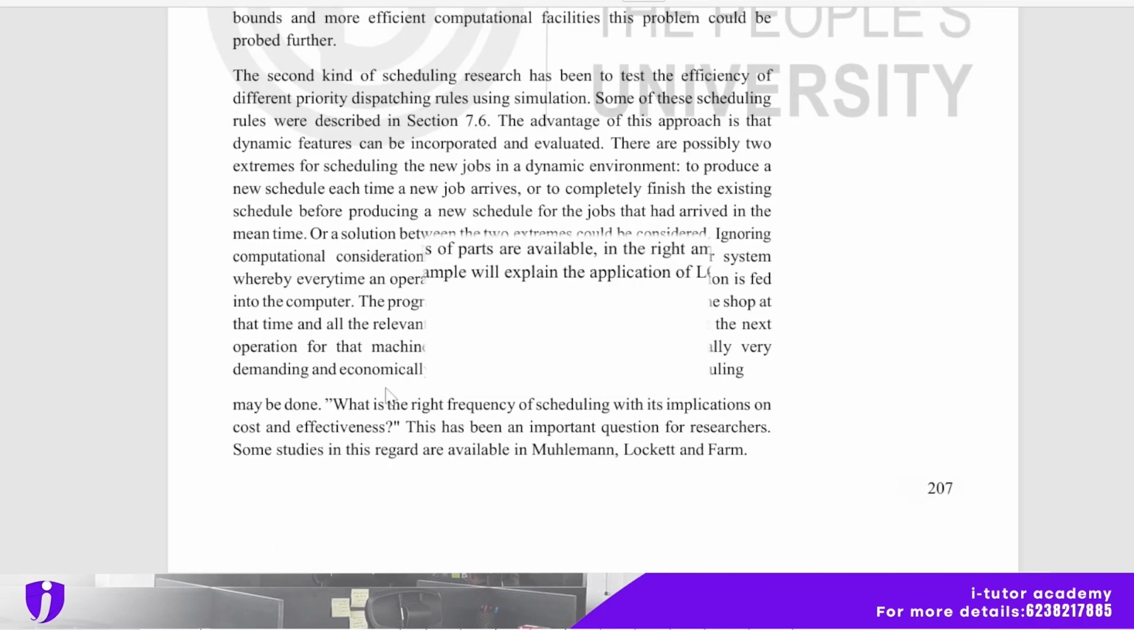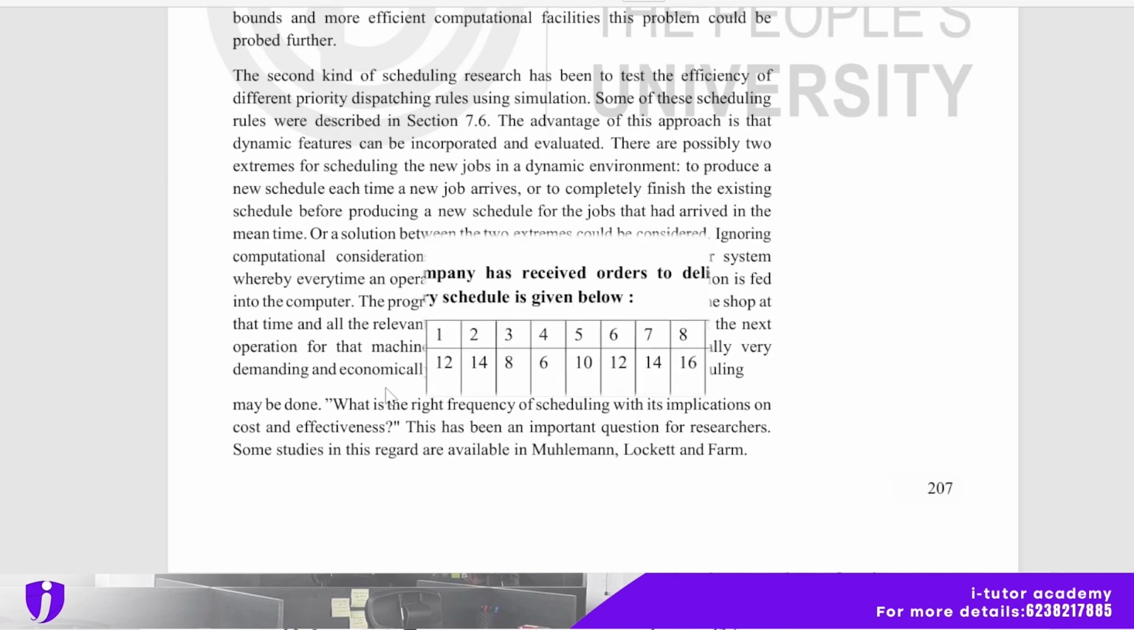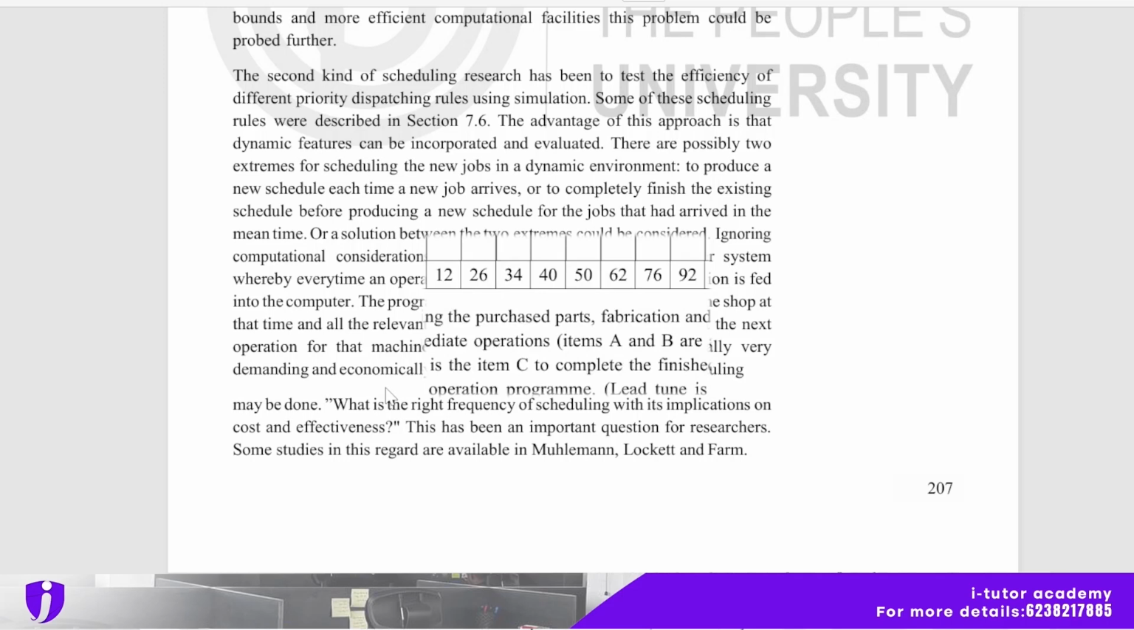The second kind of scheduling research has been to test the efficiency of different priority dispatching rules using simulation, and some of these scheduling rules were described in section 7.6. The advantage of this approach is that dynamic features can be incorporated and evaluated.